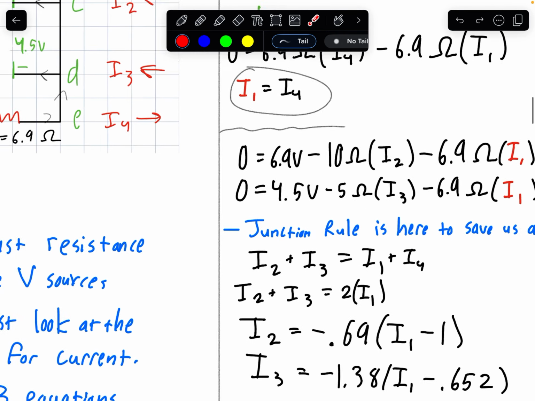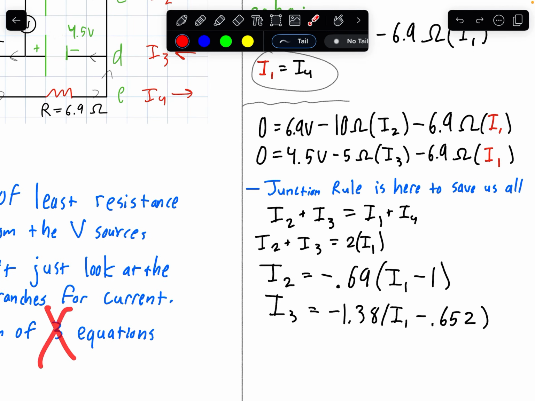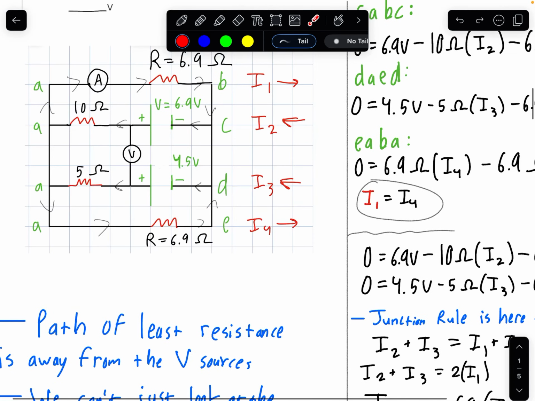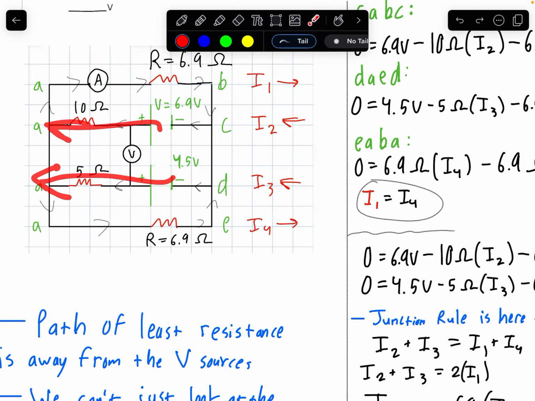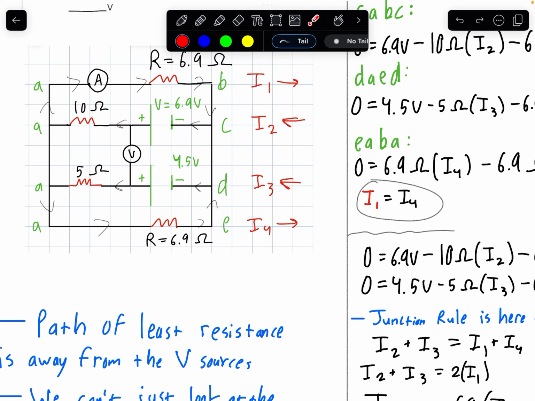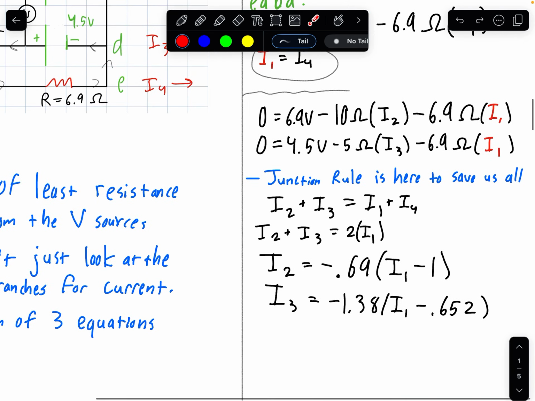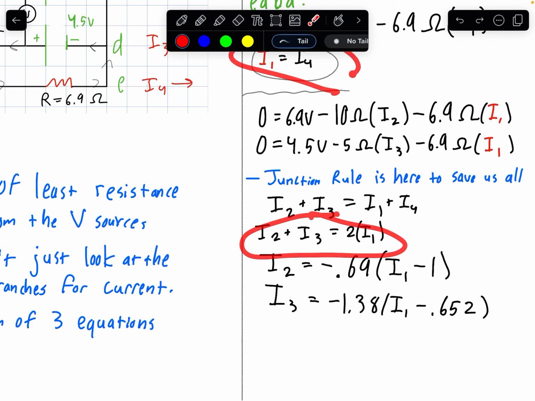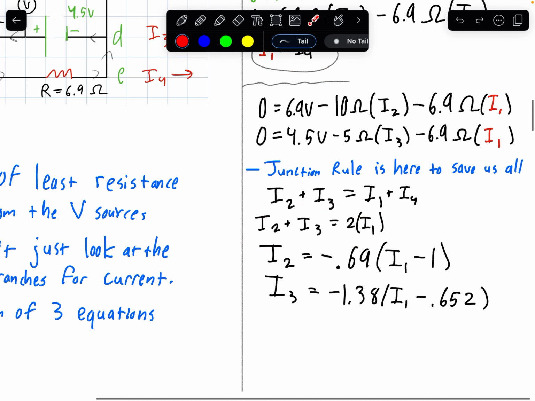And then the junction rule is here to save us. That's our fourth equation I was talking about. The currents into point A equal the currents out of point A. So I2 plus I3 equals I1 plus I4. I should say that. So again, there it is. And then we simplify it using that I1 equals I4.